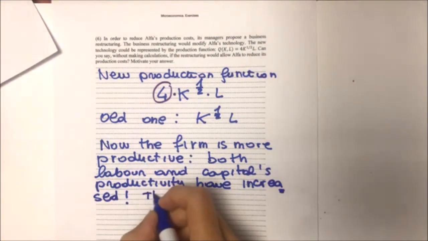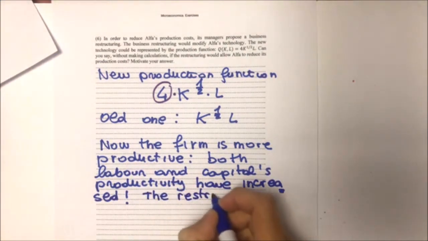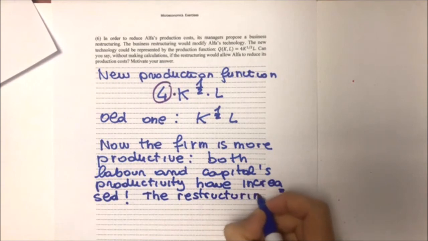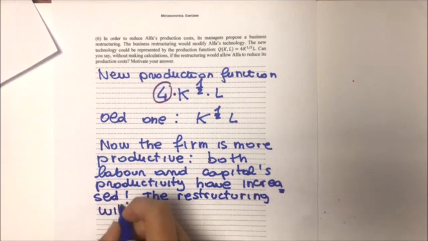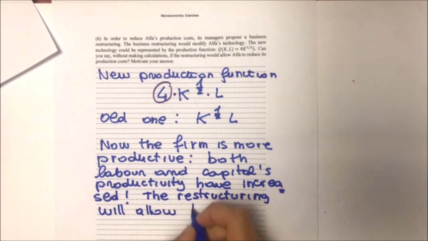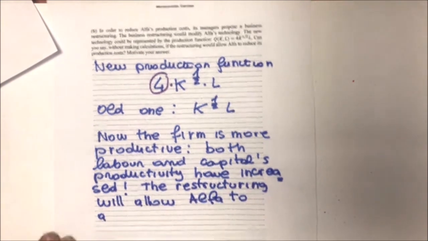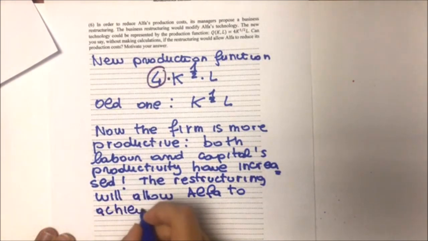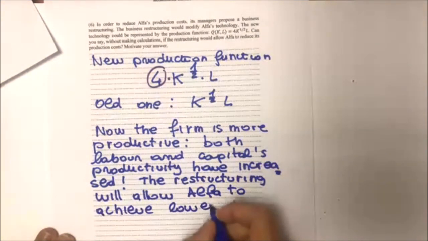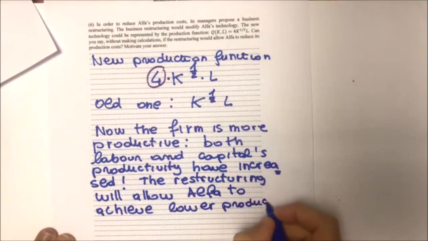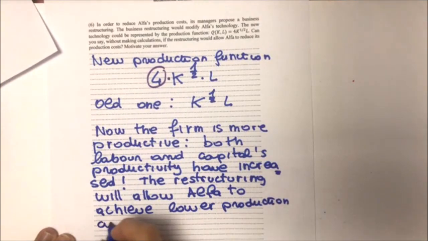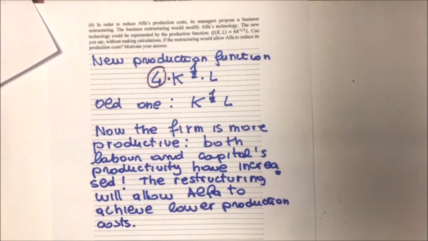Okay, so the restructure will allow Alpha to achieve lower production costs. And this is all for this exercise.